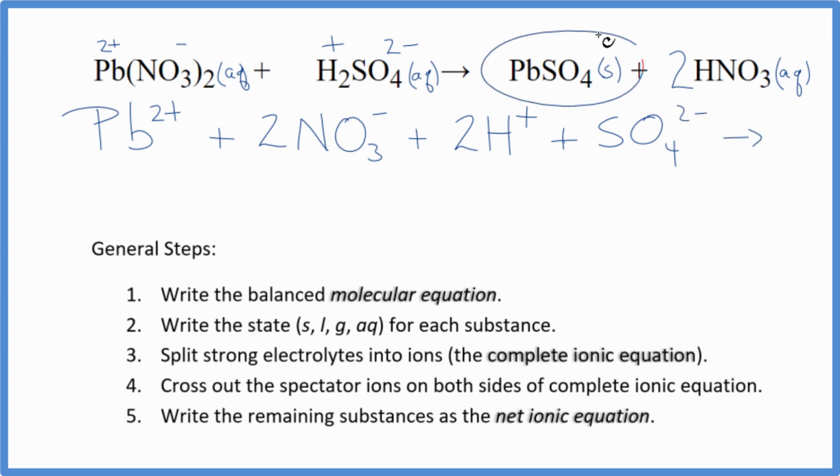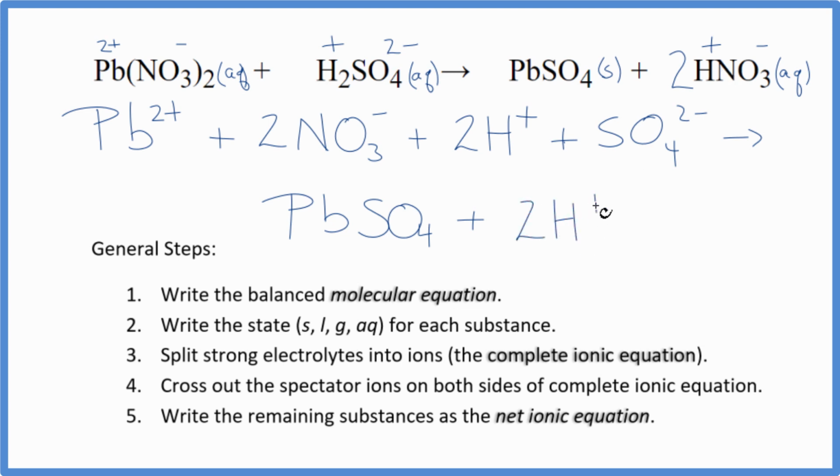For the products, we don't split solids apart in net ionic equations. So we just have PbSO4. And then for the nitric acid, we'll have H plus, the nitrate, NO3, that's negative. So we have 2 hydrogen ions and then 2 nitrate ions, just like in the reactants. So this is the complete ionic equation.